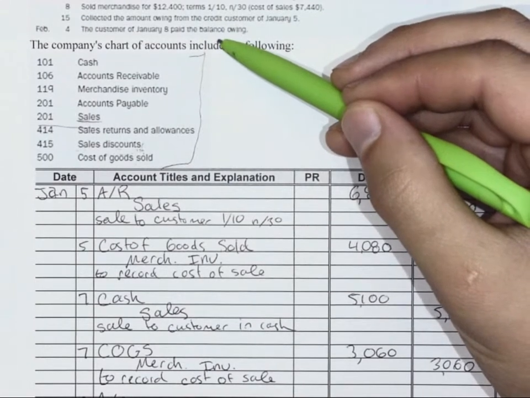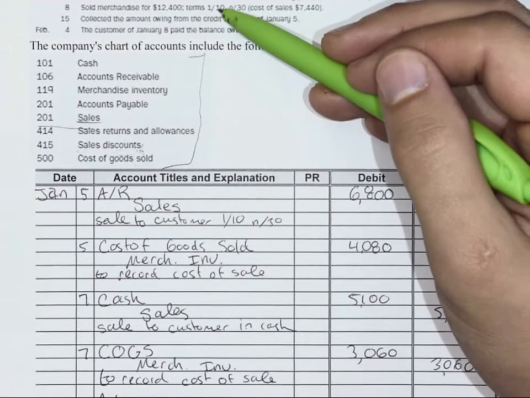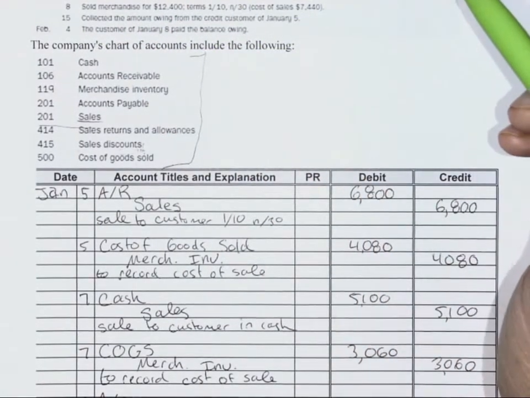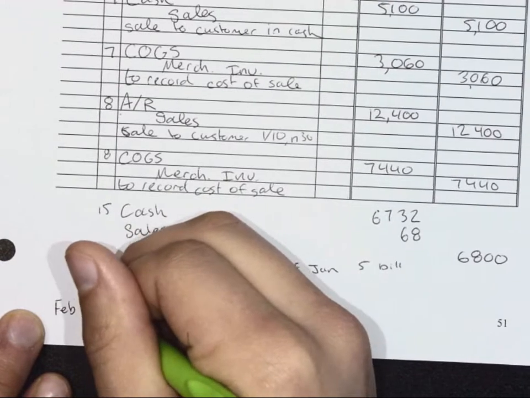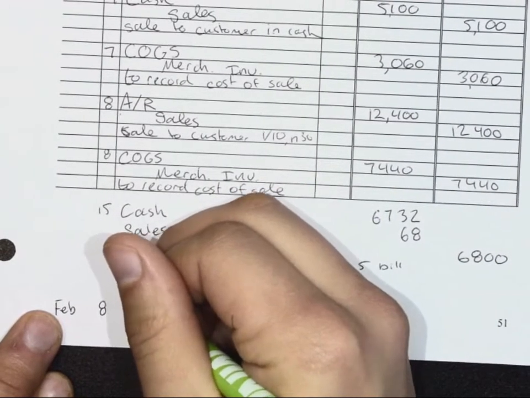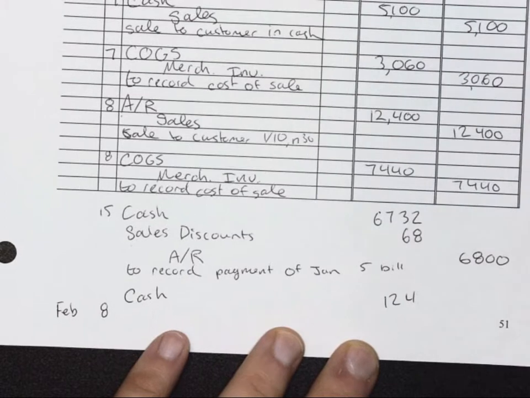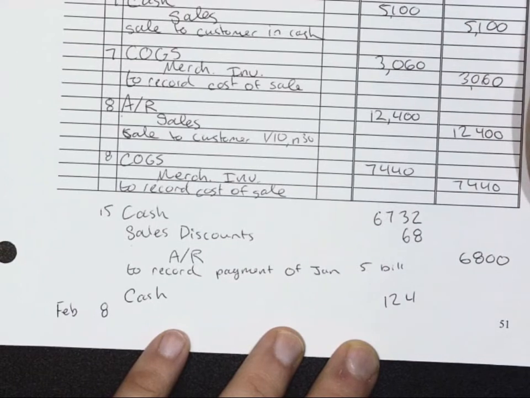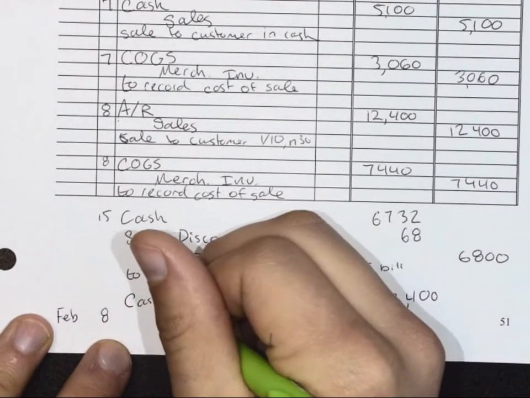Customer of January 8th paid the balance owing. On January 8th, we offered 1/10 terms. Did they pay within 10 days? On February 4th, it's not within 10 days, so they don't get the discount. So what is the transaction going to be? Yeah, so they're paying with what? Cash? For $12,400. Yeah, that's right. And what do we credit? Accounts receivable.